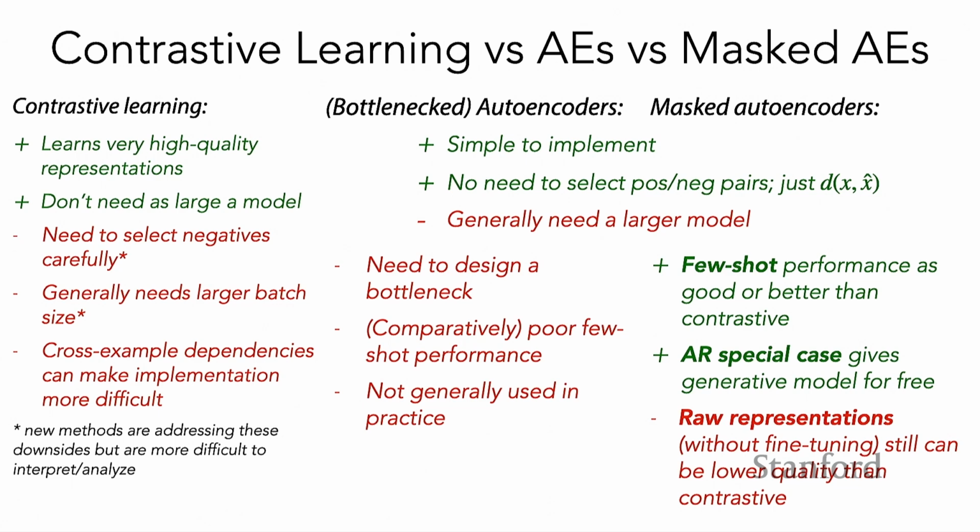So if you just want to compute representations and pre-cache all the representations and then throw away the model, maybe the contrastive model will work a little better. But if you want to keep your actual pre-trained model around and fine-tune it a bit, the masked autoencoders might work better.